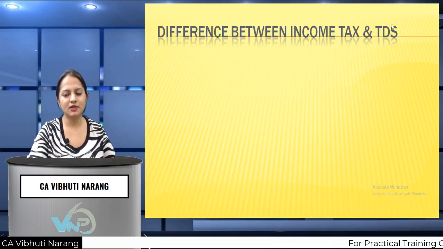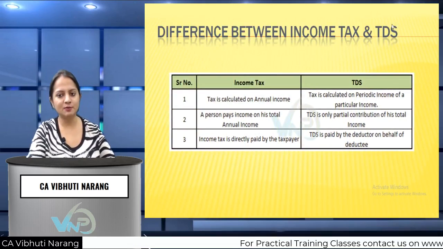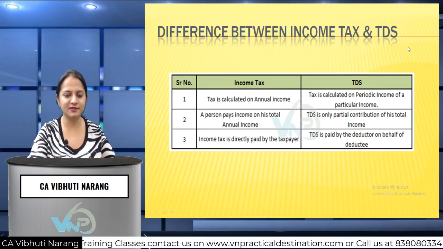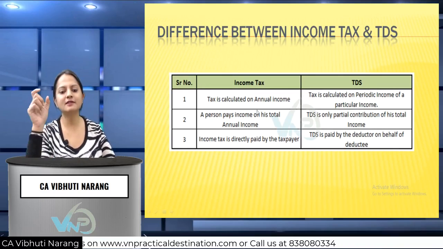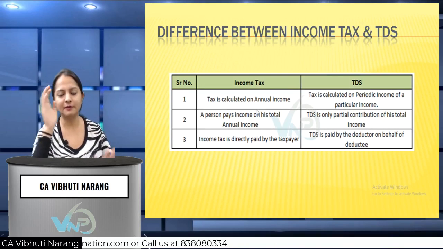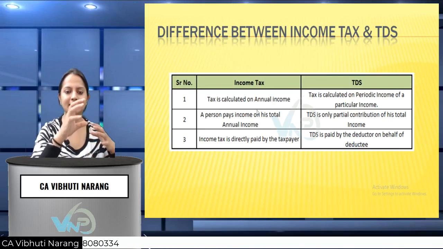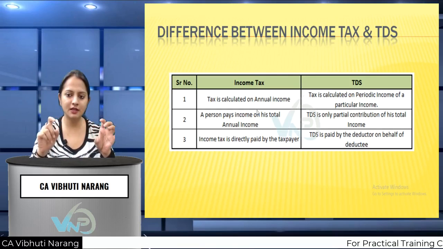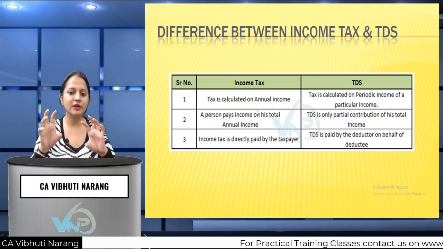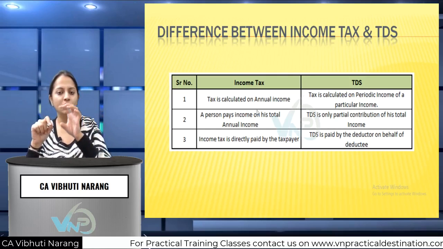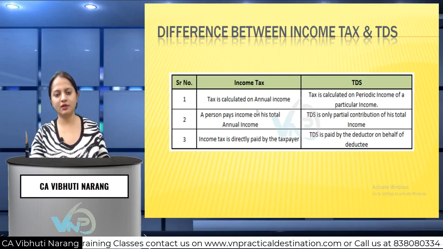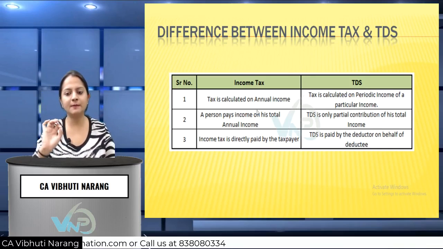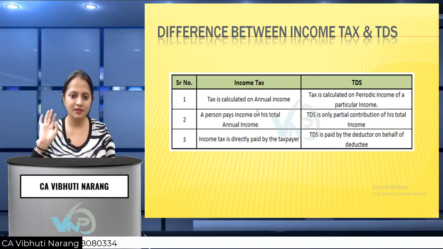The next thing is, what is the difference between income tax and TDS? Both are concepts of income tax only, but there is a slight difference between the two. Income tax is calculated on your annual income, meaning the tax is calculated on what you have earned for the whole year, whereas TDS is calculated on a periodical income or a particular income. So it is not based on the whole tax period. You will be noticing how much income is earned, and on every single payment you have to deduct the TDS.